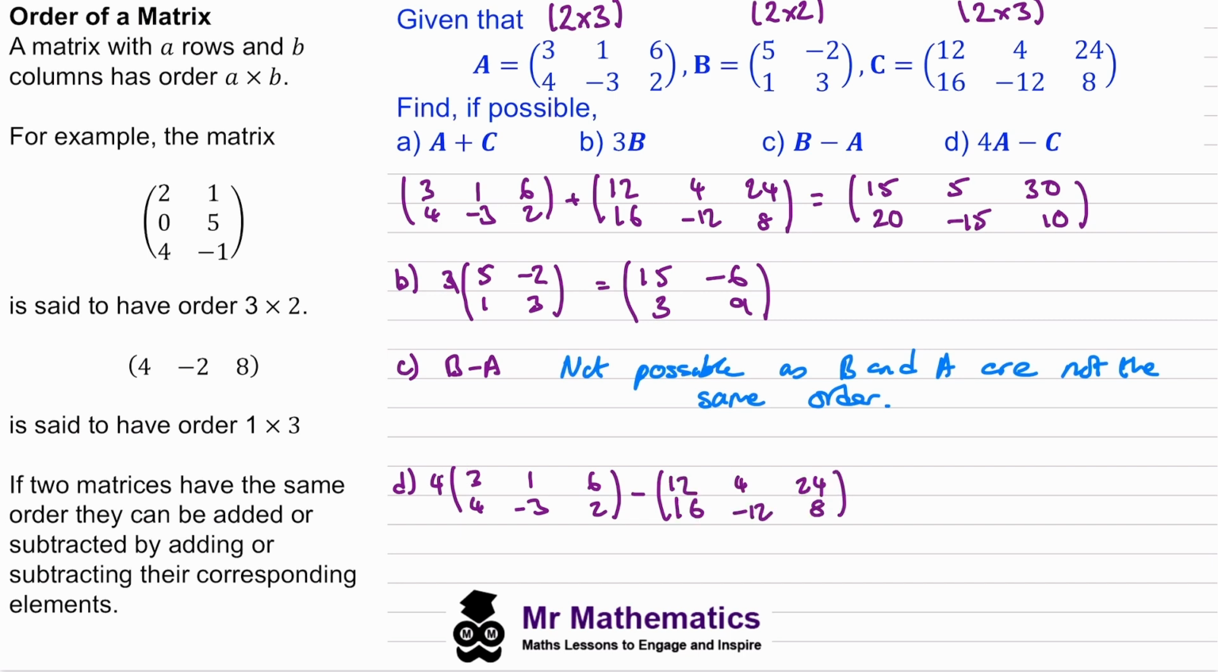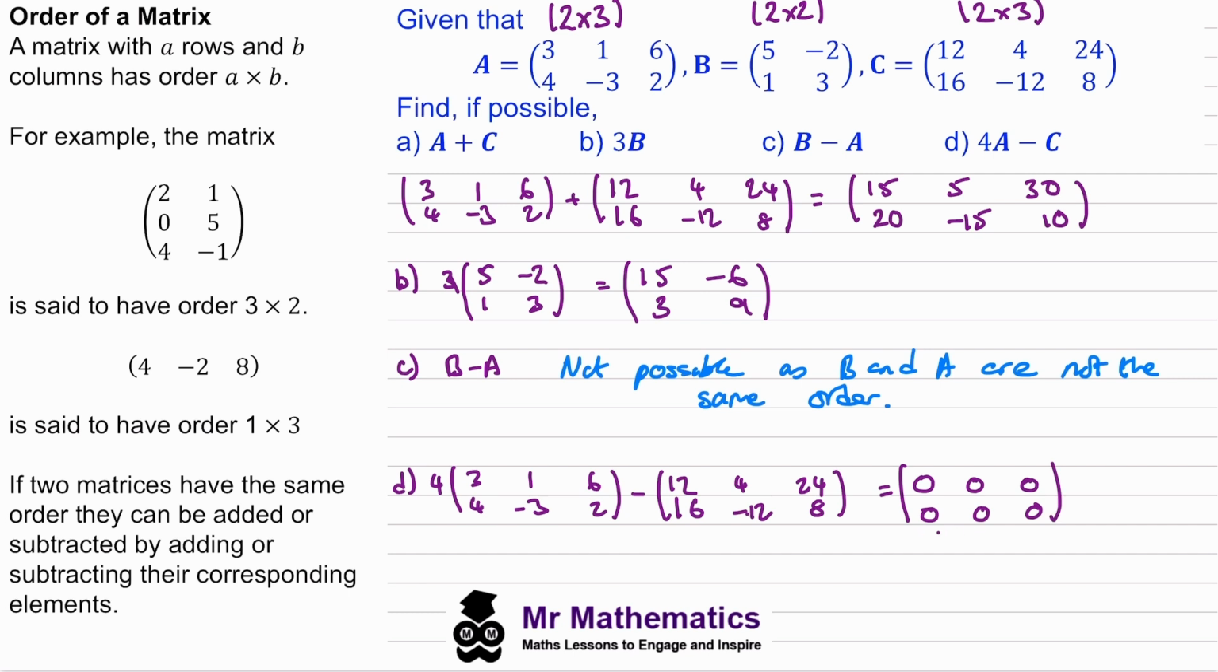Then we can expand out this 4. So 4 times 3 is 12, take away this 12 gives us 0. 4 times the 1 is 4, take away this 4. 4 times the 6 is 24, take away this 24. Then we get 16 take away itself, the negative 12 plus itself, and then the 8 take away 8.